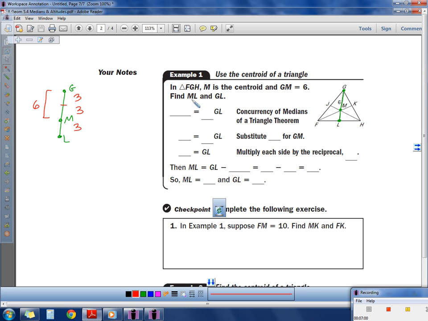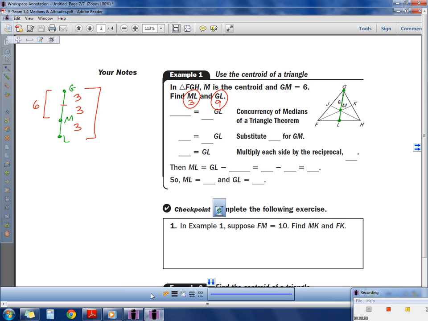Now, how long is ML? 3. And how long is GL? The whole thing is how long? 9. Now try checkpoint 1. Read it carefully. You have to look back at this picture.